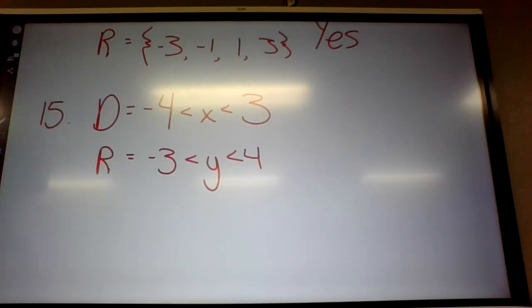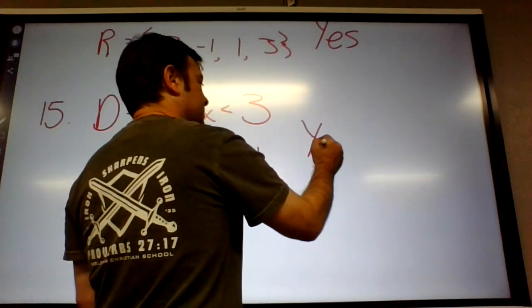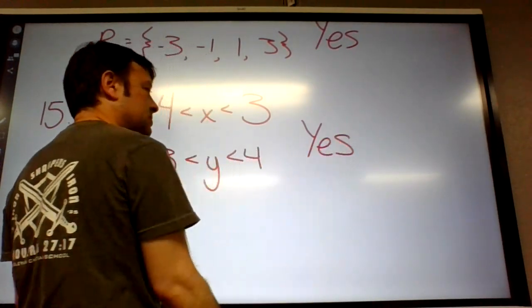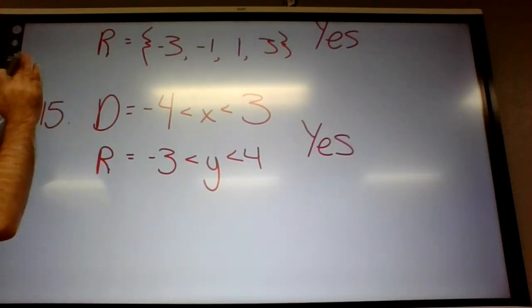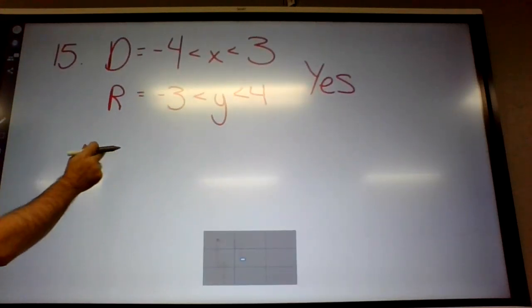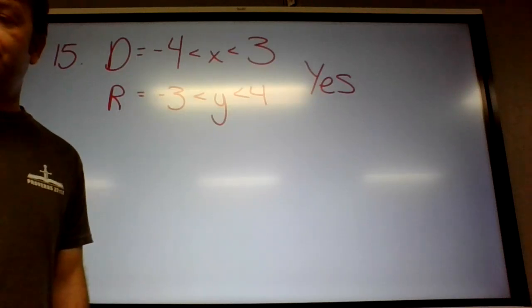Is it a function? Yes. It passes the vertical line test. Anywhere you draw a vertical line, it only hits the graph once. 17, you need your graph paper. So number 2 is the only graph so far, and then 17 and 18 also.